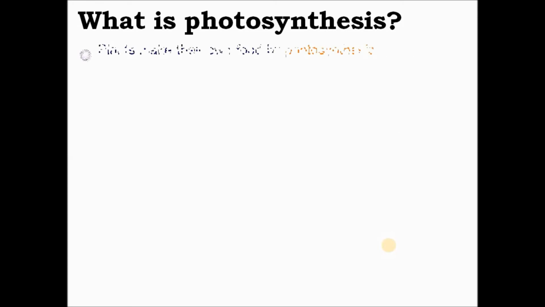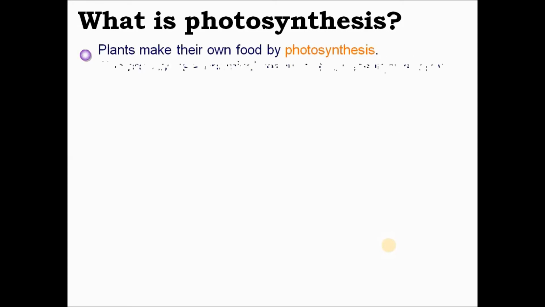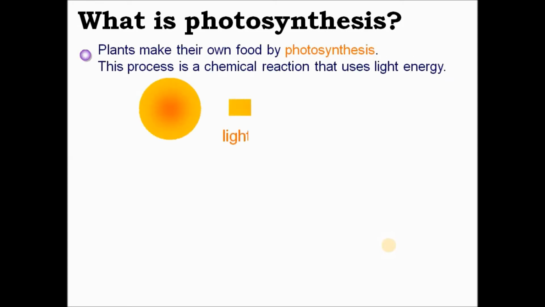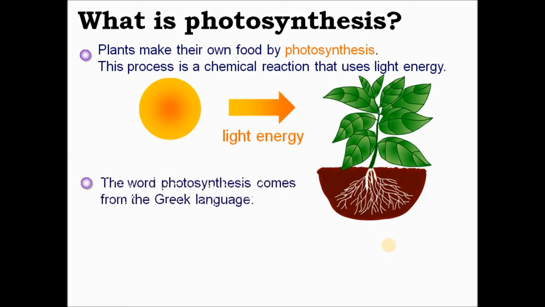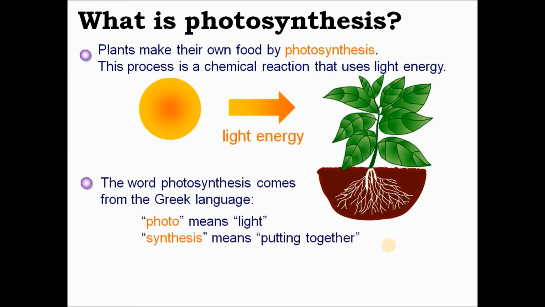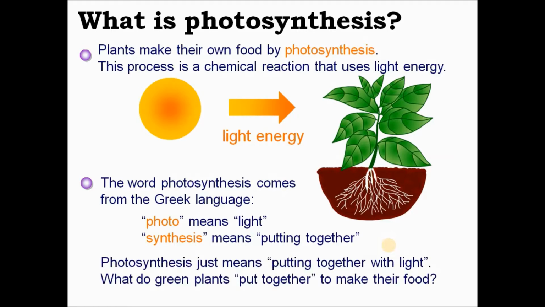What is photosynthesis? Plants make their own food by photosynthesis. This process is a chemical reaction that uses light energy. Now we know that we get light energy from the sun. So the sun is the ultimate source of energy to all living organisms. The word photosynthesis comes from the Greek language. Photo means light and synthesis means putting together or to combine. So photosynthesis just means putting together with light.